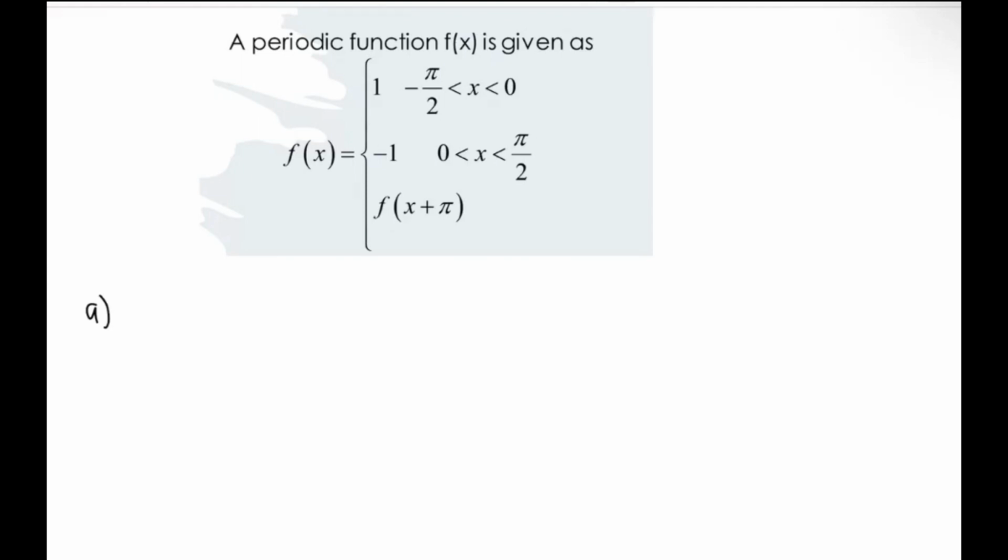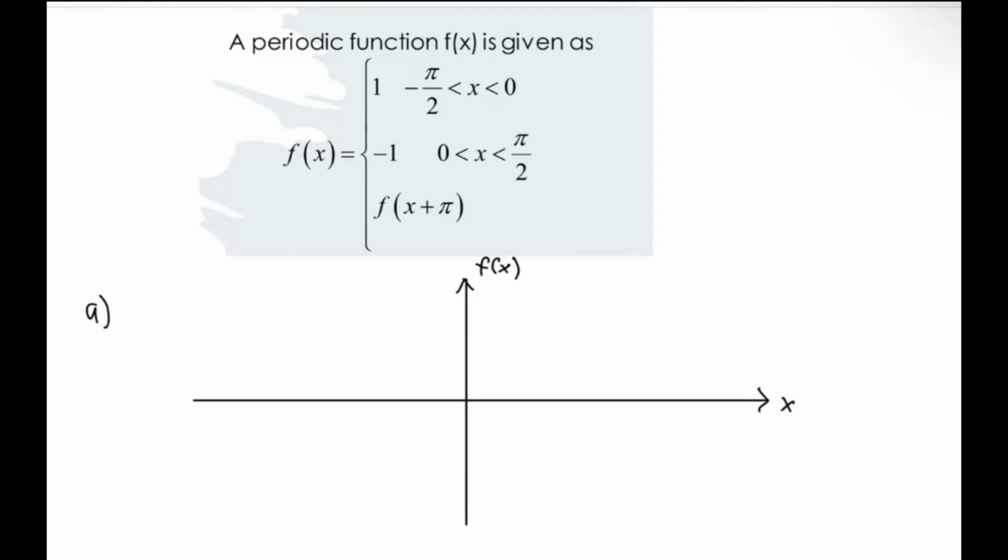Let's try to sketch the graph, even though the question doesn't require you to sketch the graph. I just want to show you what the graph looks like, so that you are confident this is an odd function. So we have the range, here is x, here is f(x). The range is from negative pi over 2, here is 0, here is pi over 2.